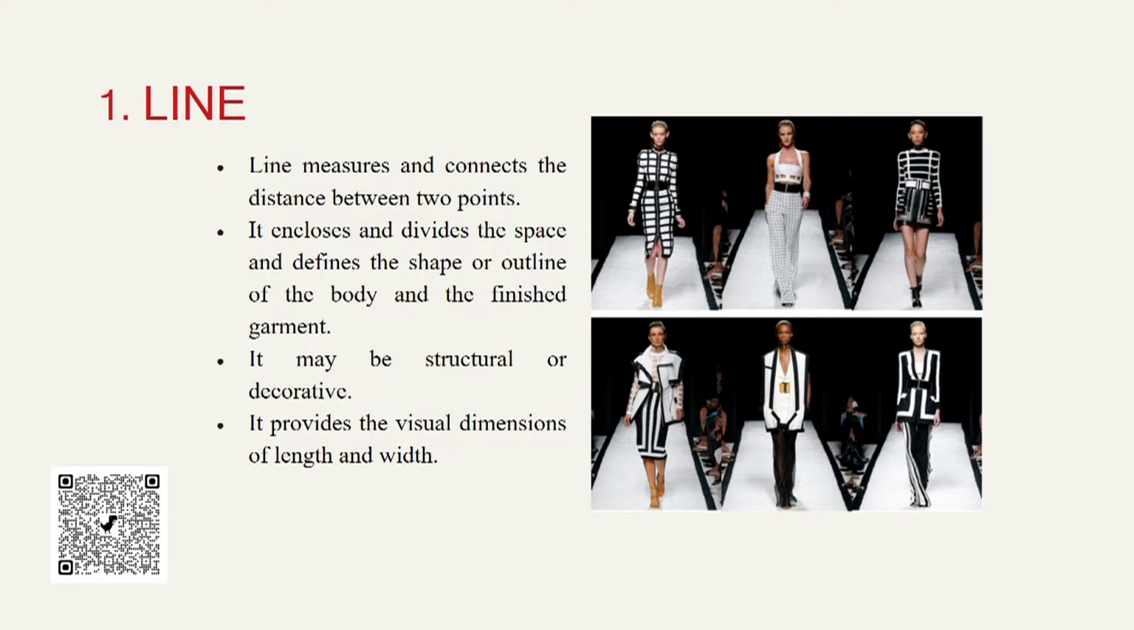For example, if I talk about structural design, buttons on your placket will be classified under the structural line element, whereas if you see a print or any lace which is vertically placed on your garment will come under the decorative line. It provides a visual dimension of length and width. So your eyes are moving from one point to the other, basically from top to bottom or bottom to top. So therefore it gives an illusion of height in most cases.